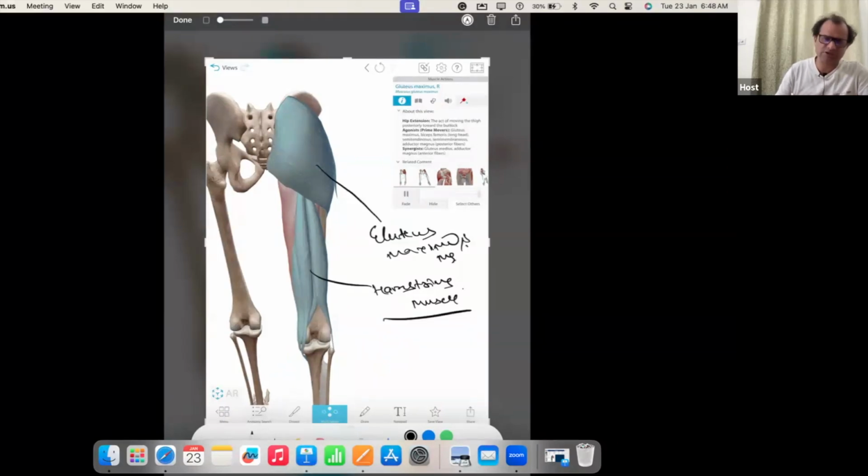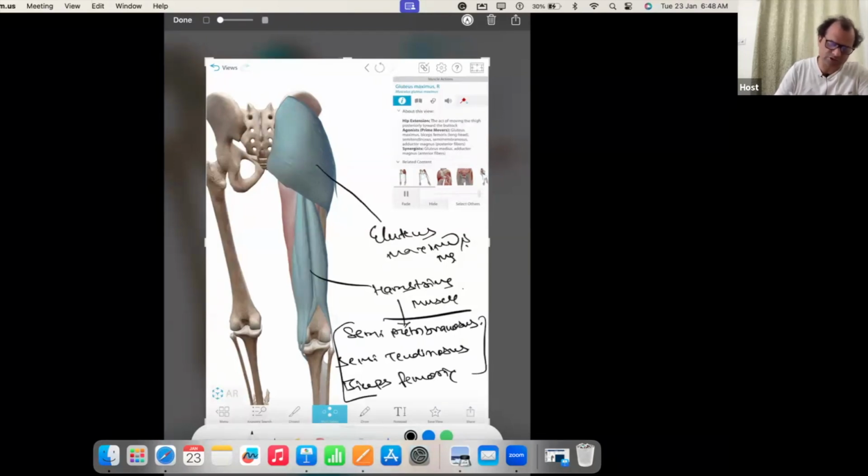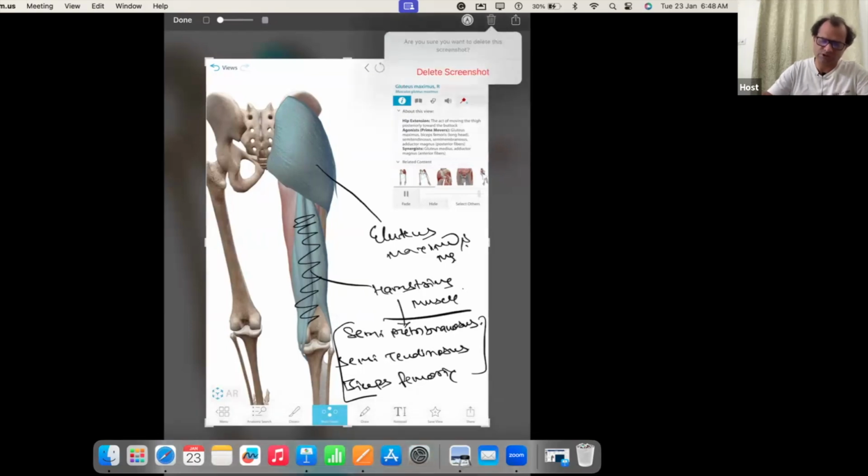The hamstring muscle is the group of three muscles that are called semimembranosus, semitendinosus, and biceps femoris. Three muscles together are called hamstring muscles. So these three muscles are hamstring, and this is the gluteus maximus who is doing extension. जो extension का काम करती हैं.